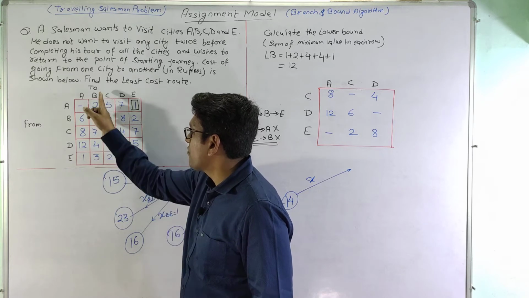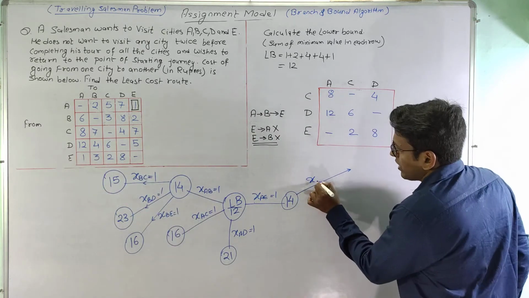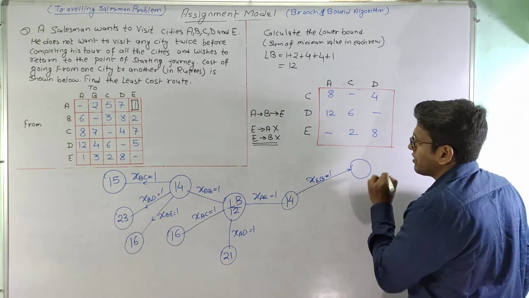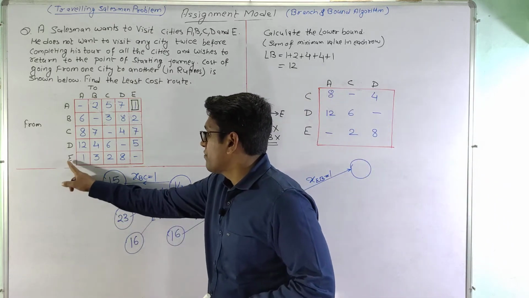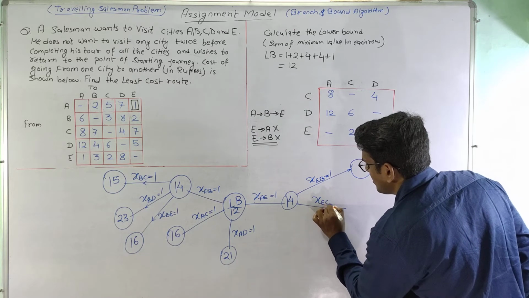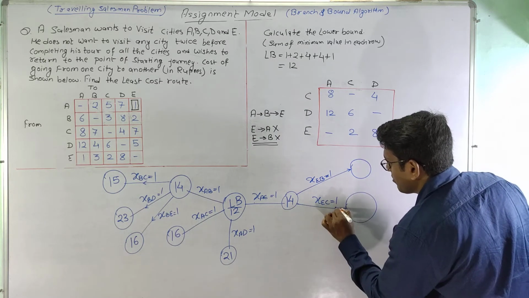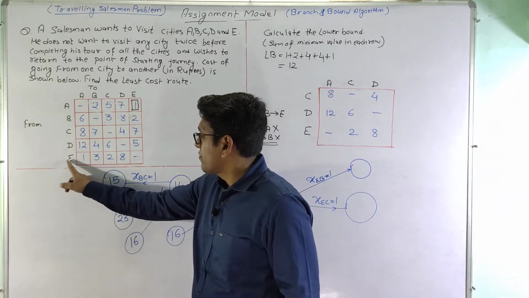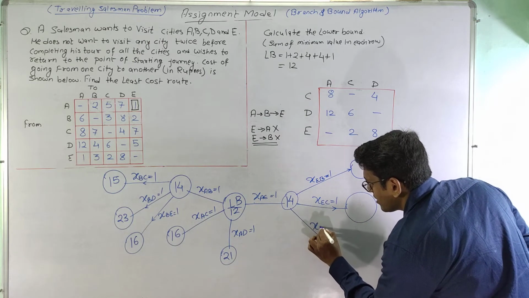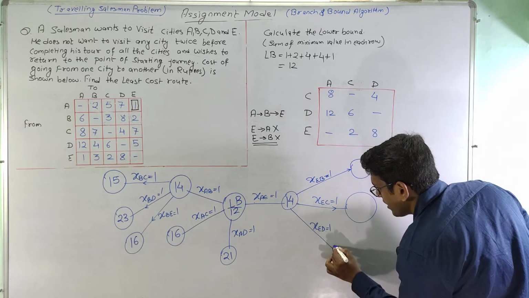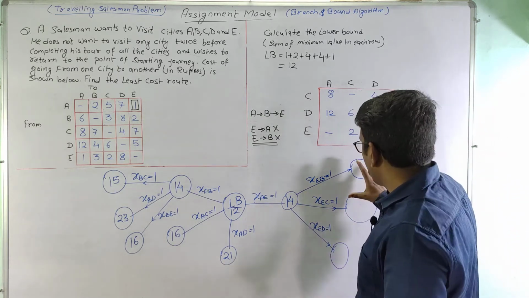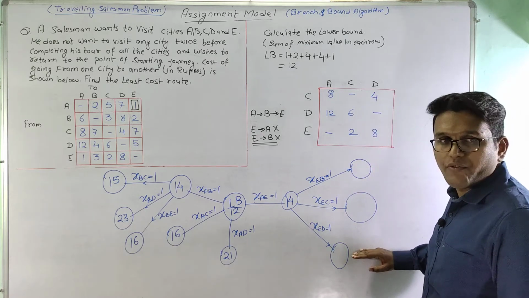Next it may go from E to B. So X_EB equal to 1, and it will have some value. Similarly, it can go from E to C, then X_EC equal to 1. It will have some lower bound value. Similarly, it can go from E to D. So X_ED equal to 1 and it will have some lower bound value. Now we will calculate one by one what will be the lower bound value for these conditions.